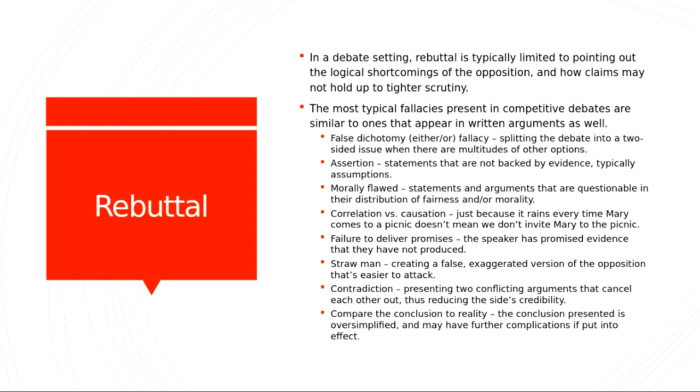Starting with false dichotomy, this is the either-or fallacy, splitting the debate into a two-sided issue when there are multitudes of other options. That's the with-us-or-against-us fallacy. Even though you're being split into two teams in a debate setting, you cannot make everything a black and white decision. Same goes for writers.